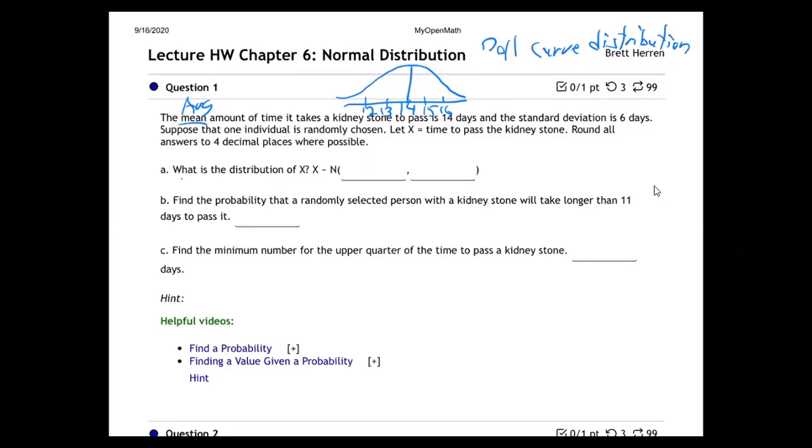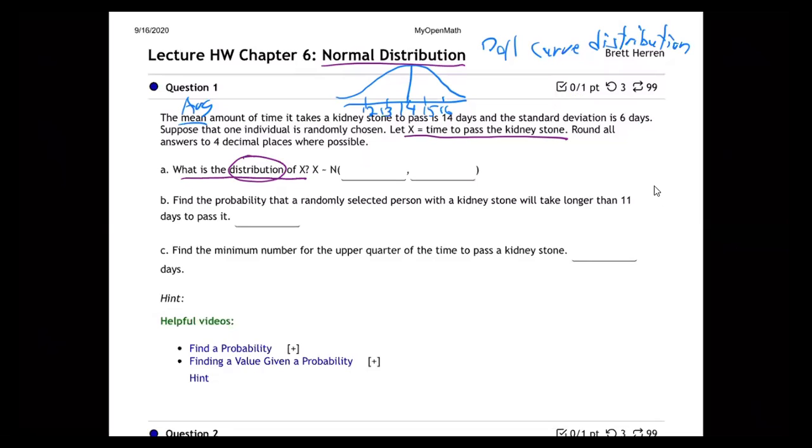They're saying down here, what is the distribution of X? X is what? The time to pass the kidney stone. So we're letting capital X be the time to pass the kidney stone. And how is X distributed? Well, anyway, we just know the whole chapter is normal. They should have said the amount of time is normally distributed, but they didn't.